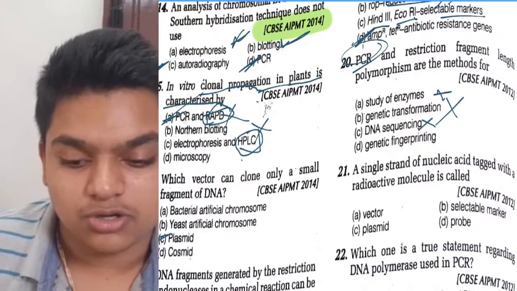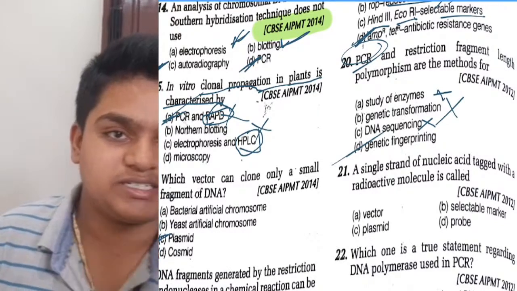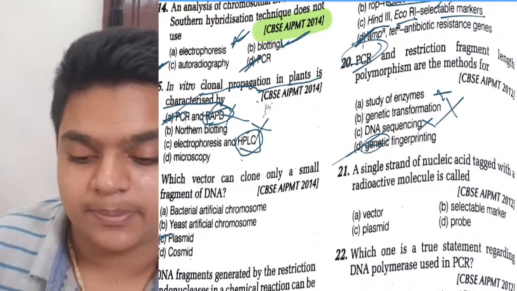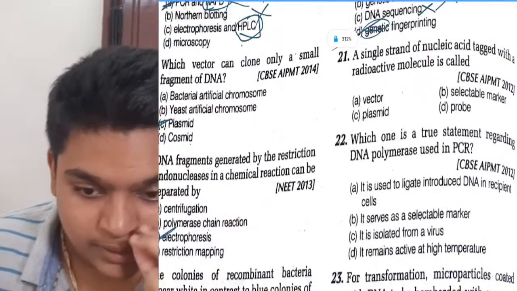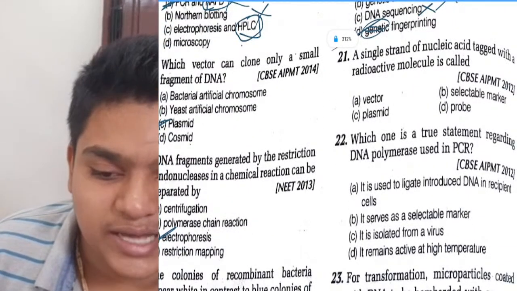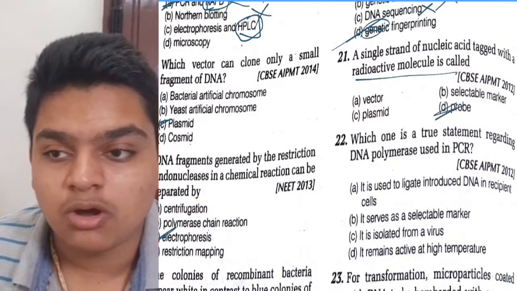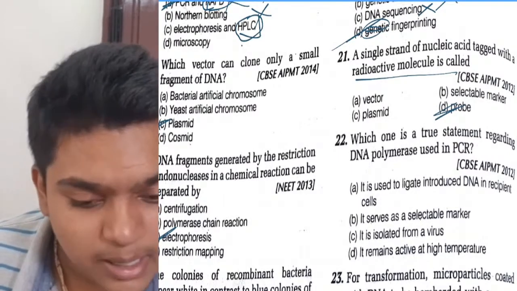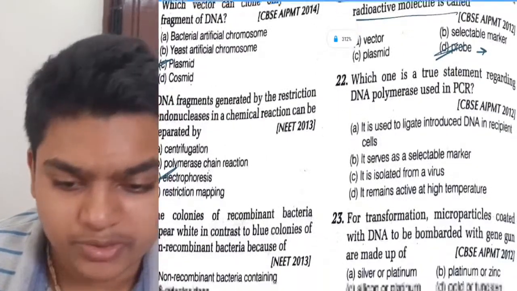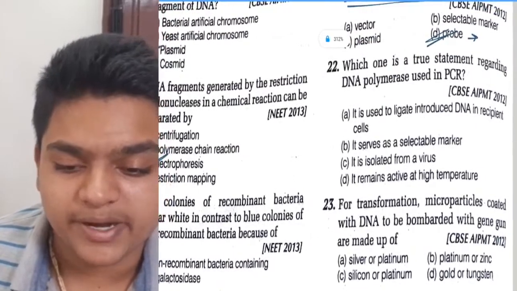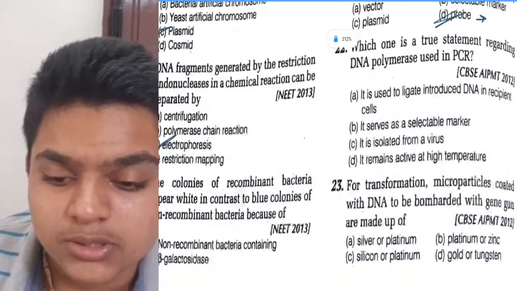DNA sequencing, not at all. Genetic fingerprinting. Yes, DNA fingerprinting or genetic fingerprinting are one and the same. A single stranded nucleic acid tagged with a radioactive molecule is called a probe. An example for a probe is VNTR, variable number of tandem repeats.